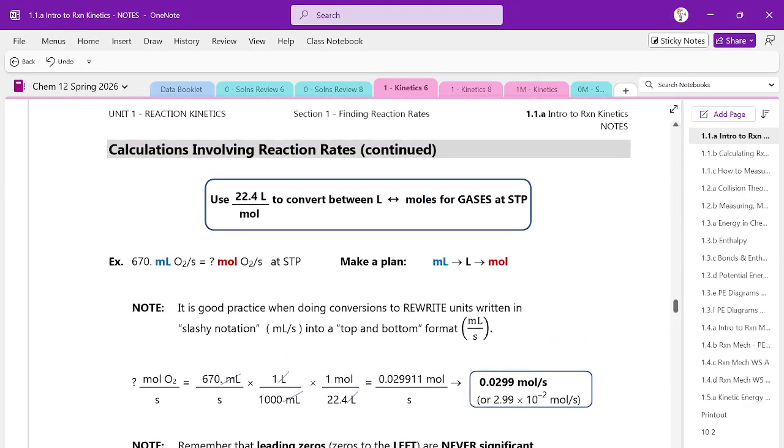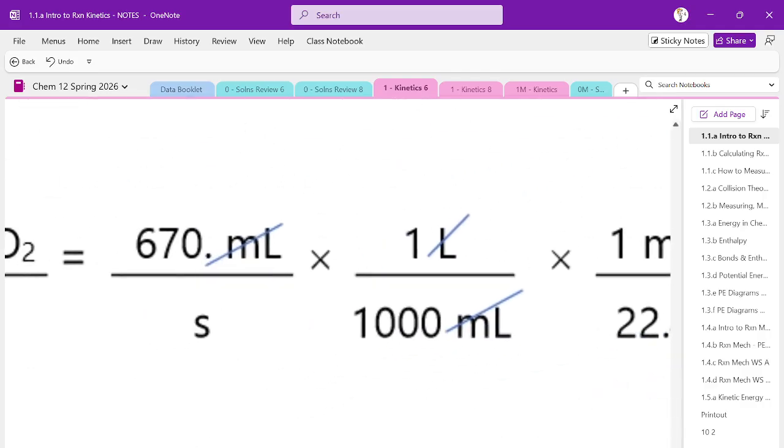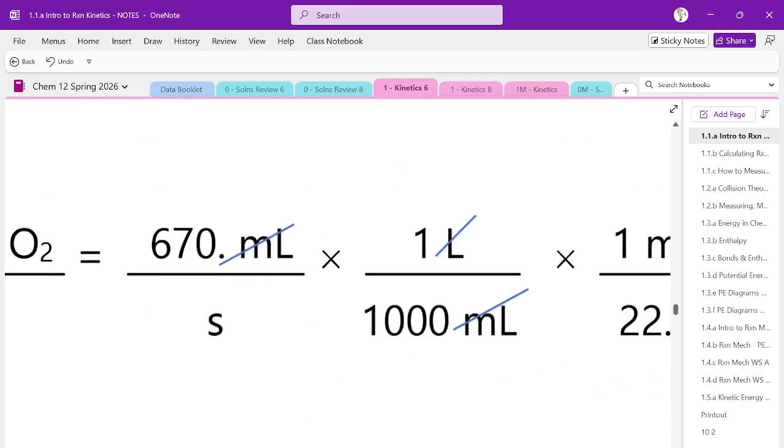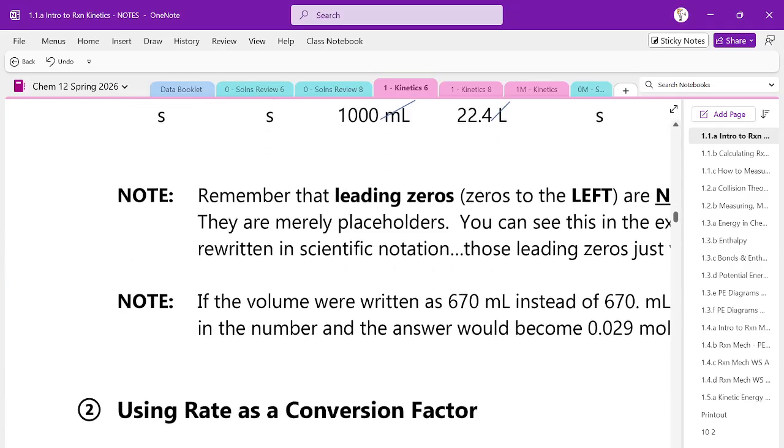Okay, so calculations involving rate. Honest to God, we never use 22.4 liters per mole in Chem 12, so I don't even know why I have an example here, but you need to be able to convert between milliliters and liters. Can we all do that, milliliters and liters? Yes? Good.